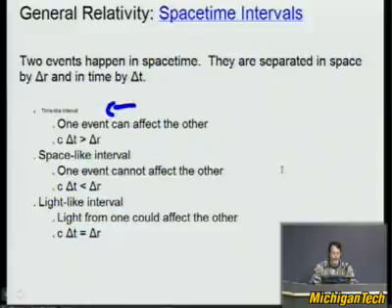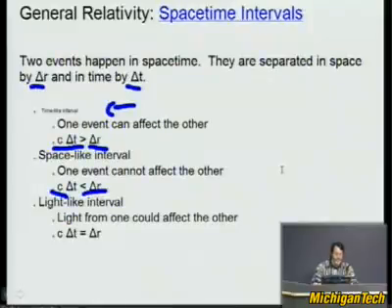So let's say two events happen in space-time. They're separated in space by delta r. Just to make things easy, make delta theta 0 and delta phi 0. You can always do that. And they're separated in time by delta t. If one event can affect the other, if c times delta t is greater than delta r, that would be considered a time-like interval. A space-like interval would be if c delta t is less than delta r, then one event cannot affect the other. If c delta t is exactly equal to delta r, then you have a light-like interval, where light from one would exactly affect the other.